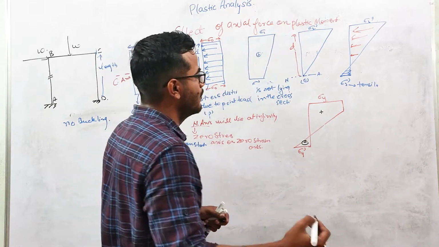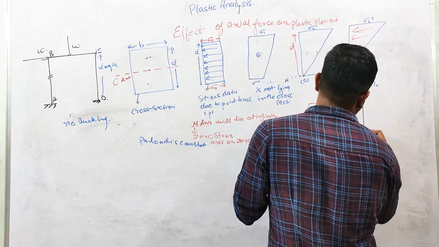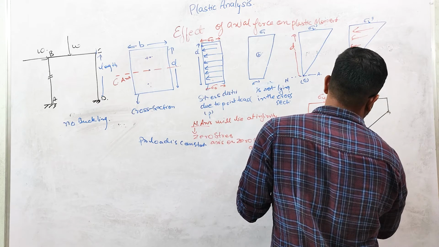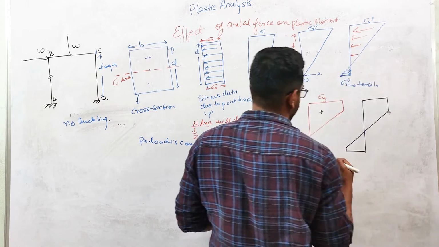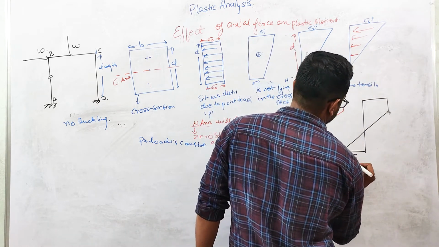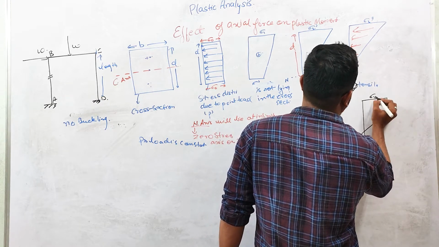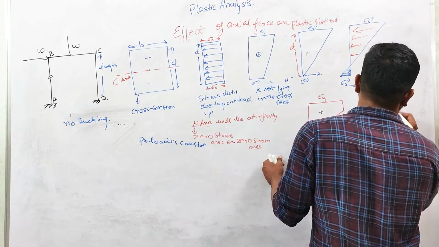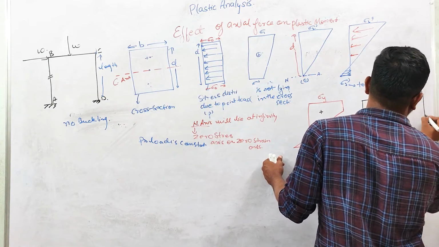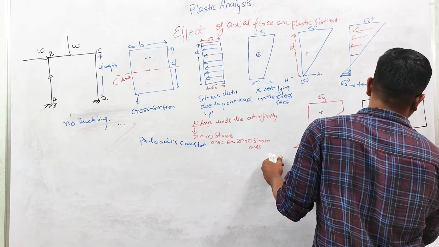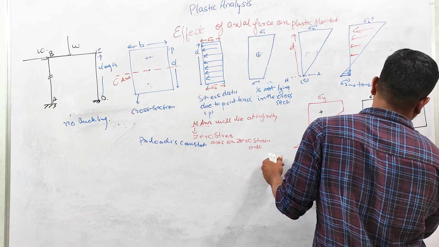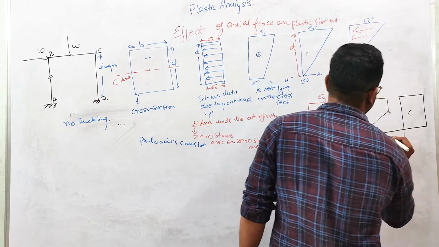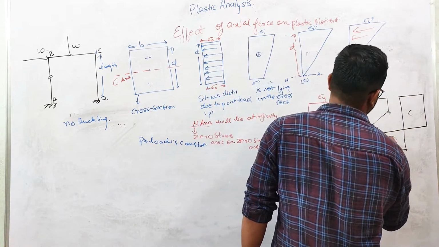So now again, if you increase the moment, the stress diagram will look like this. Let us suppose some fibers at bottom are also yielded. So this is sigma y, and this is again sigma y. So again, if you increase the load, the final stress diagram will look like this. Okay, so this is compression and this is tension, and this is our neutral axis.